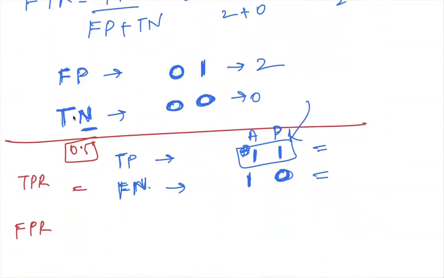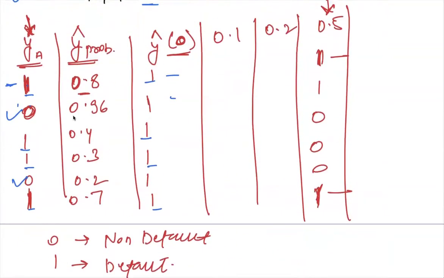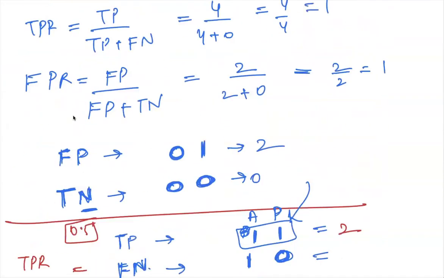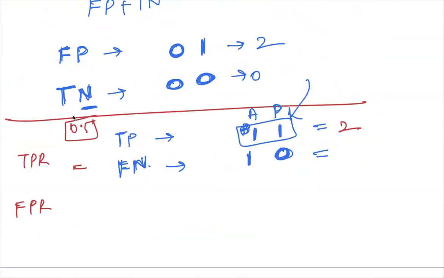So this is 2. And what is false negative? 1, 0. Let's see how many 1, 0 we have. This is 1, 0, and this is 1, 0. So we have 2. Now let's calculate 2 by 2 plus 2, which is 2 by 4, which is 0.5.